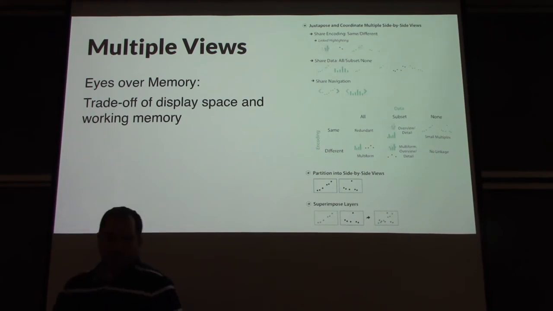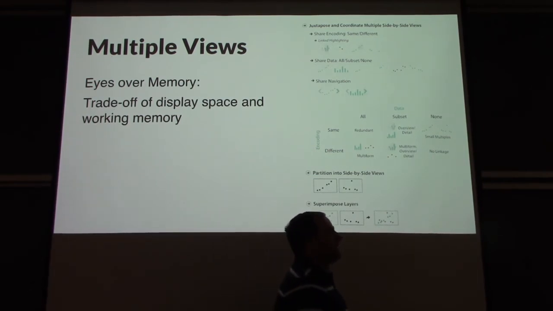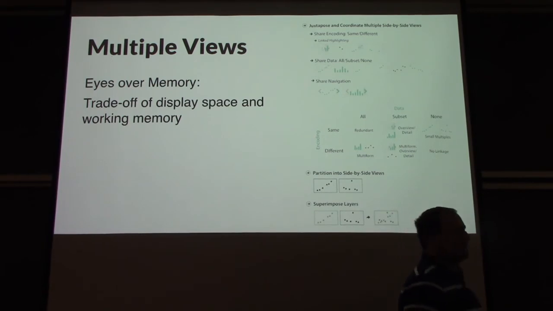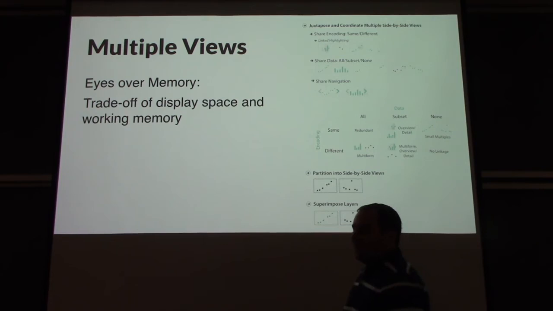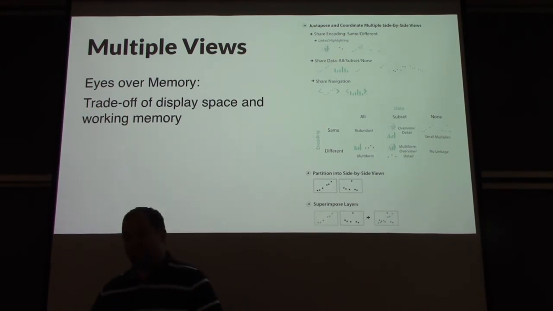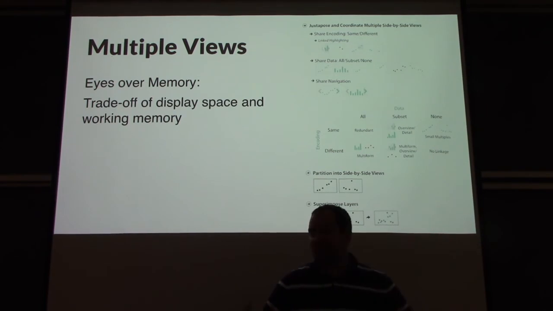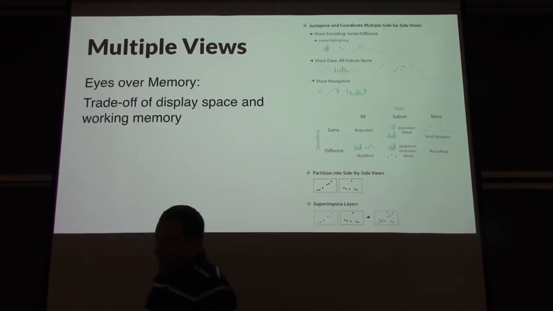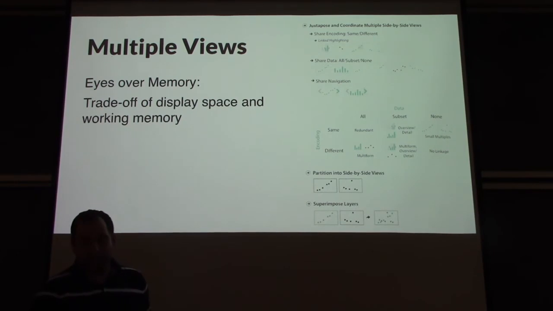One point about multiple views is this principle of eyes over memory. We have a trade-off between display space and working memory, right? We can show things at time point one and then transition to time point two, or we could show both time points at the same time, maybe in different views. And so there's a couple of different approaches to using multiple views.